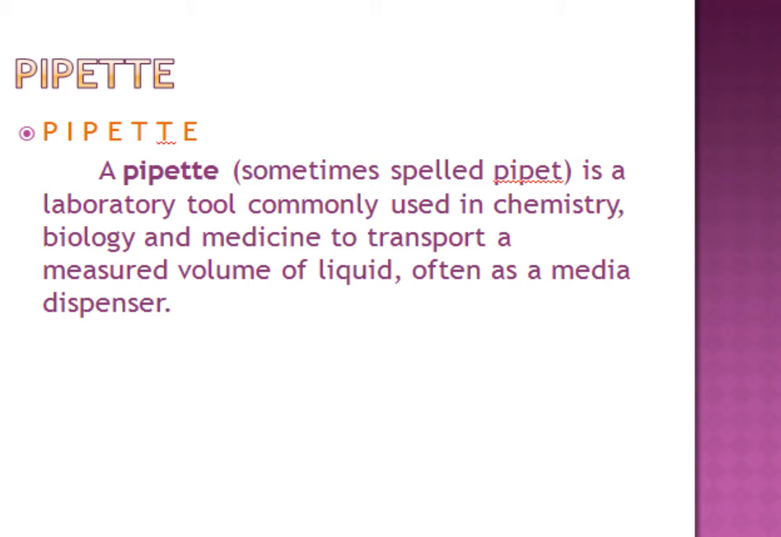Okay, so we've all seen pipettes in our lifetime, right? One common example of a pipette is an eyedropper. The material used to make pipettes is either glass or plastic. Pipettes are mostly used in chemistry, biology, and medicine, as we got to know from the slide. They are used to transport a measured amount of liquid.